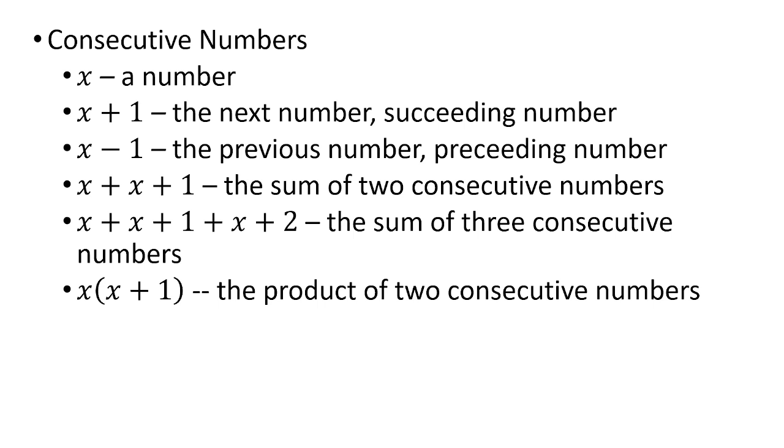If we are going to add two consecutive numbers, then you can express that as x plus x plus 1. On the other hand, if you will be adding three consecutive numbers, then you would have x, which is the first number, plus x plus 1, which is the second number, plus x plus 2, which is the third number. Now, if you would be multiplying two consecutive numbers, then you would be multiplying x and x plus 1, as what we have here.